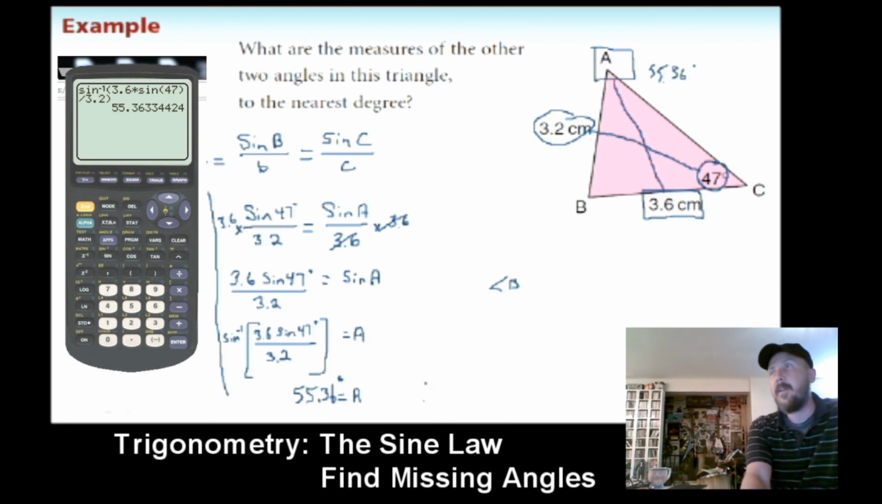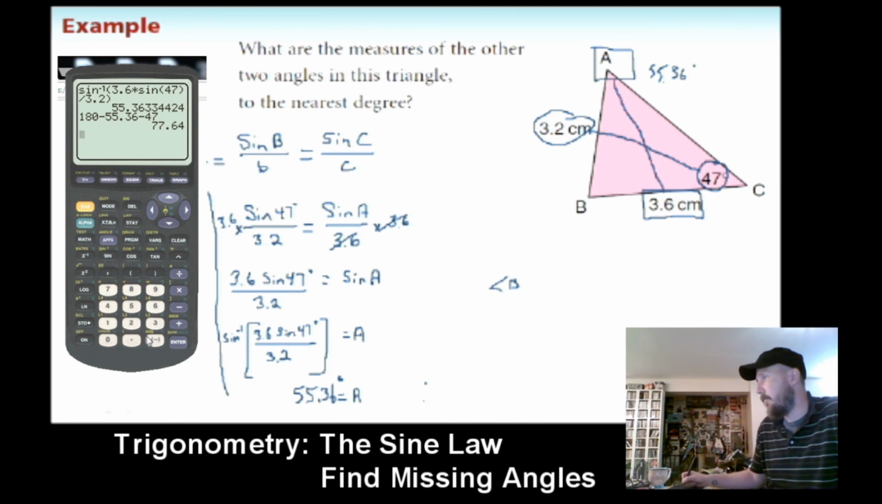We know that in a triangle it adds up to 180 degrees. So if I do 180 minus that 55.36 and minus that 47, that means that last angle there has got to be 77.64 degrees. Okay?